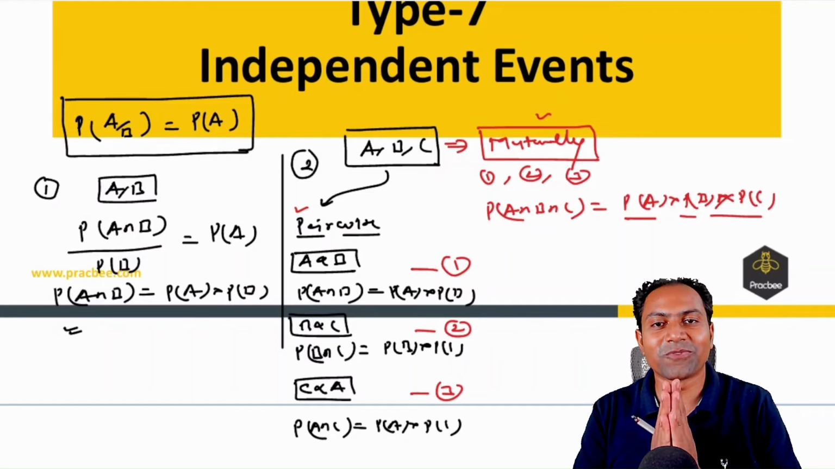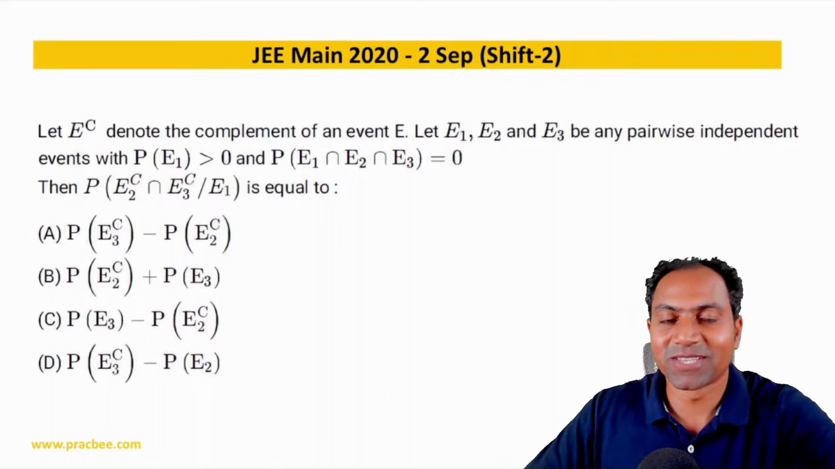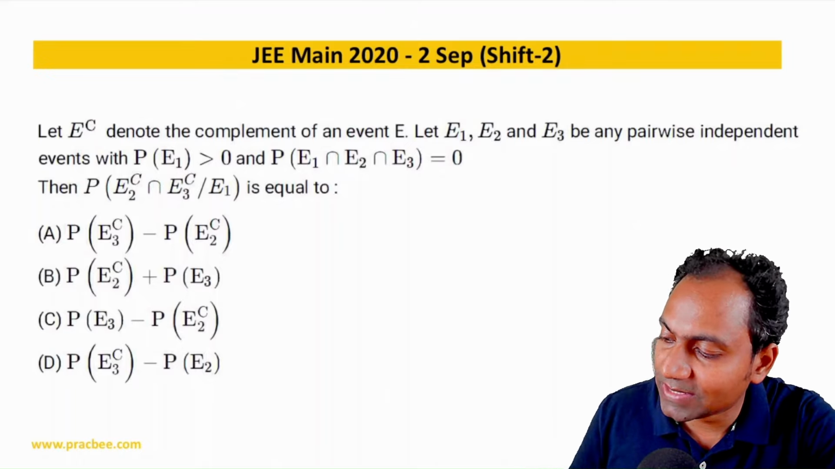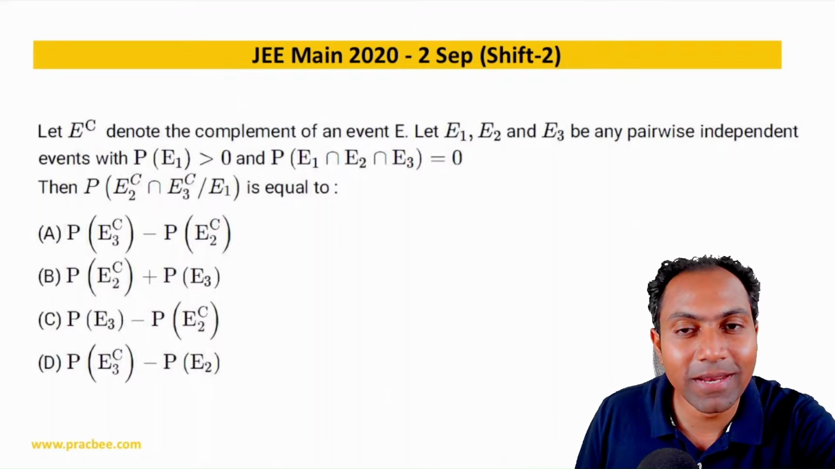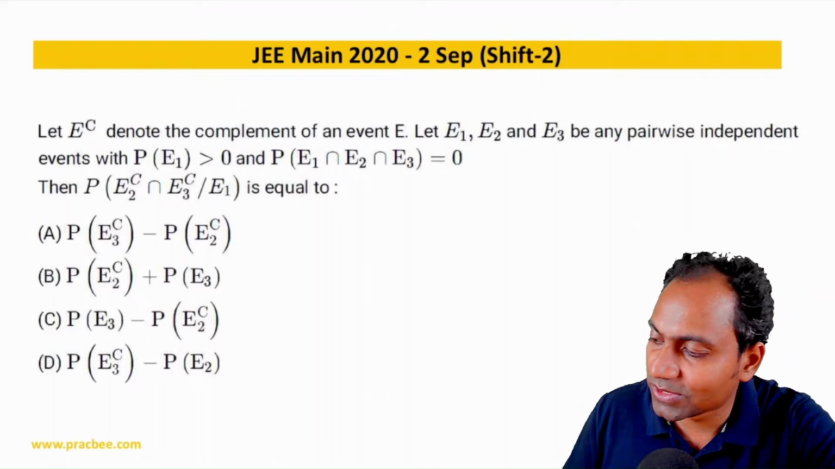Now let us see what kind of questions JEE has asked on this area. This 2022 question is a very simple question. It talks about the basic application of the formula and the independent events result. So let us see how this question works out.